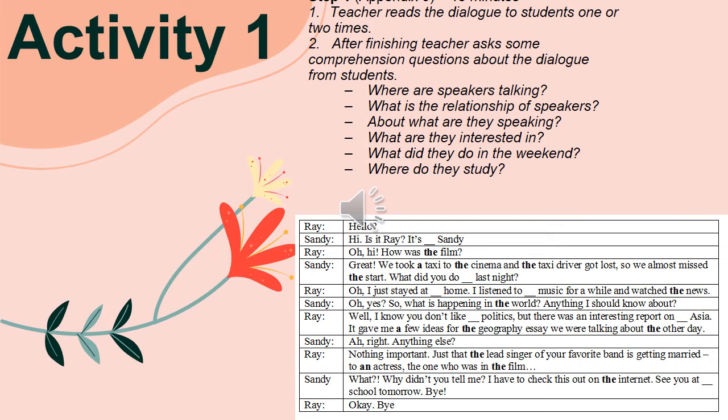So after the warm-up, students will have activity 1, which is step 1 according to Ellis's 5-step approach. The handout is given in Appendix 9 in the written version of my final project. For this activity, 15 minutes is given. The teacher reads the dialogue to the students 1 or 2 times, which is also given here on the screen. After finishing, the teacher asks some comprehension questions about the dialogue.